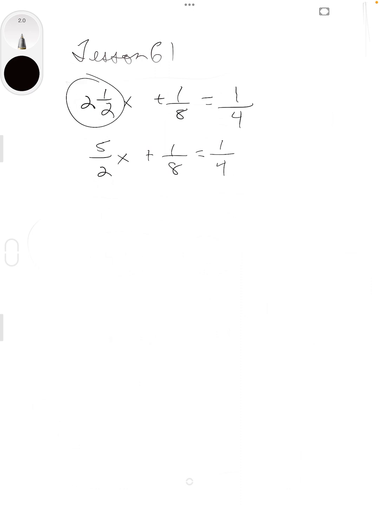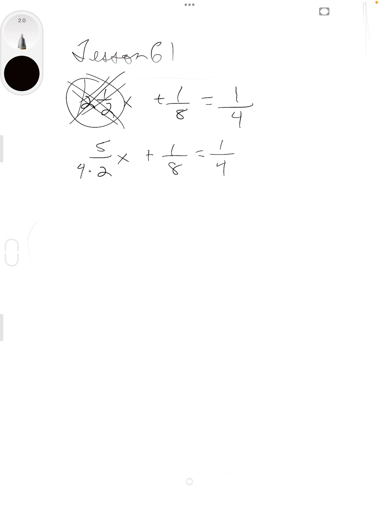So, for example, let's say I have 2 and 1/2 x plus 1/8 equals 1/4. Okay, again, I could subtract 1/8 from both sides, but first thing I would do is make sure this is what I'm starting with. I never want to start with a mixed number. Bad, evil. Okay? So I'm going to do this getting a common denominator.